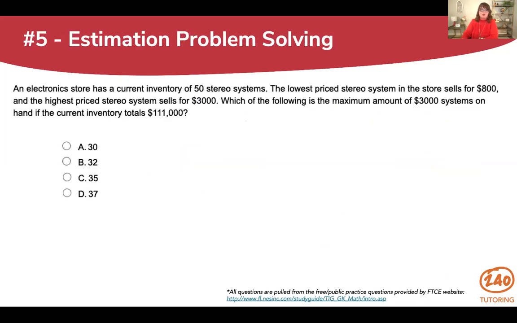Now, this next one, we've gotten asked so many questions about this question, because this one is complicated. So I'm going to read it to you, and then I'm going to tell you some strategy. Are you ready? An electronics store has a current inventory of 50 stereo systems. The lowest price stereo system in the store sells for $800, and the highest price stereo system sells for $3,000. Which of the following is the maximum amount of $3,000 systems on hand if the current inventory totals $111,000?